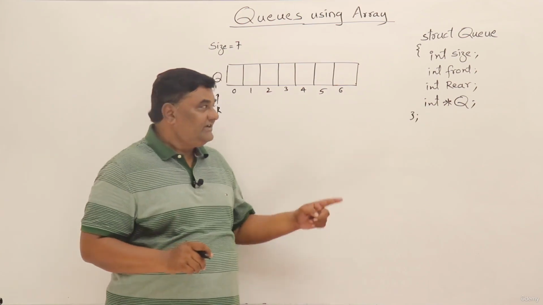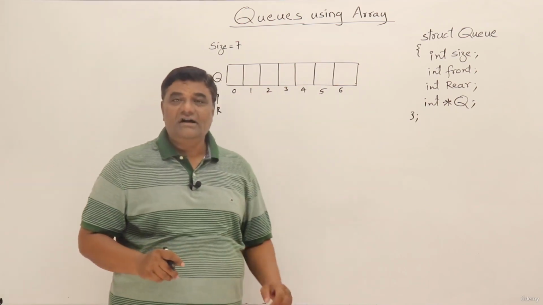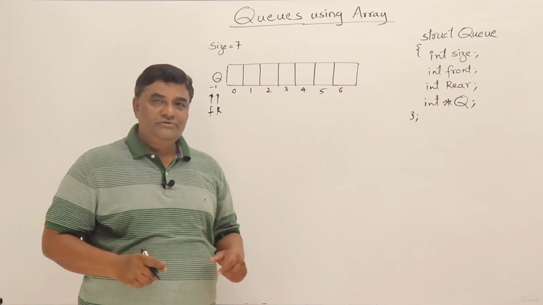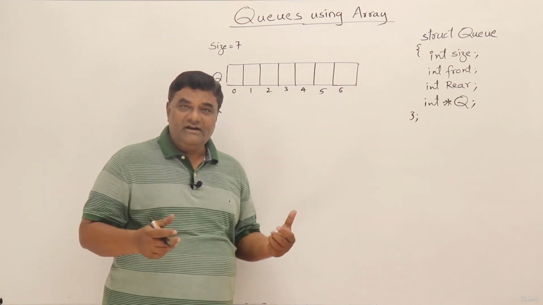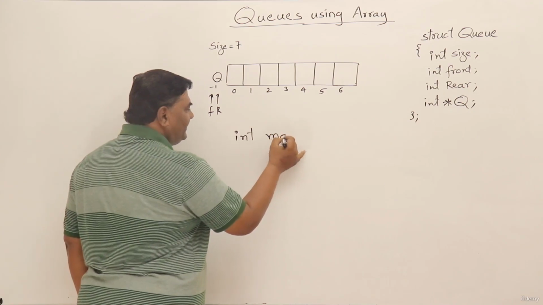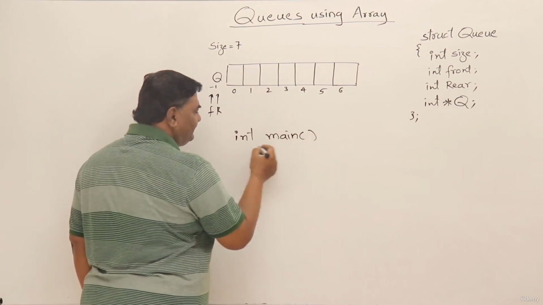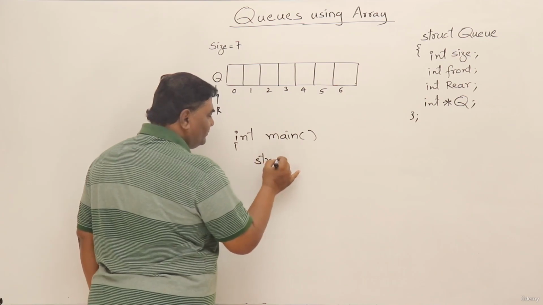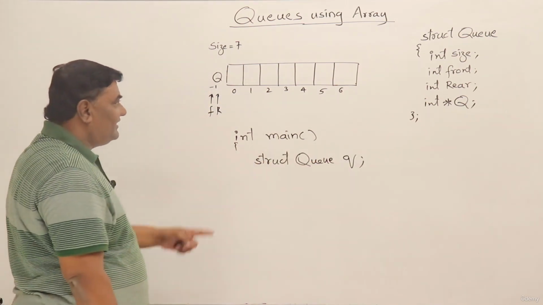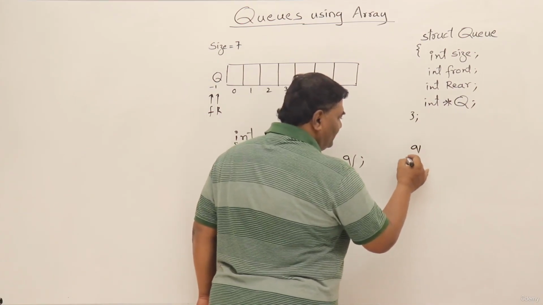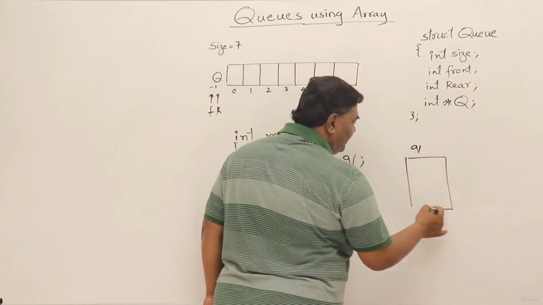Now let us see how to create a variable of that structure type and how to initialize it. So I will write the program code and show you this code. We will be using it wherever required whenever we are using a queue. Let us assume that this is the main function. Inside the main function, I am creating a variable of that structure type, q. This q is an object of that structure type.